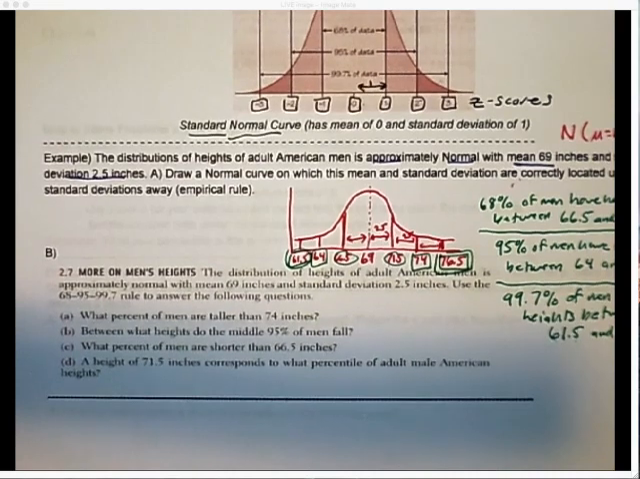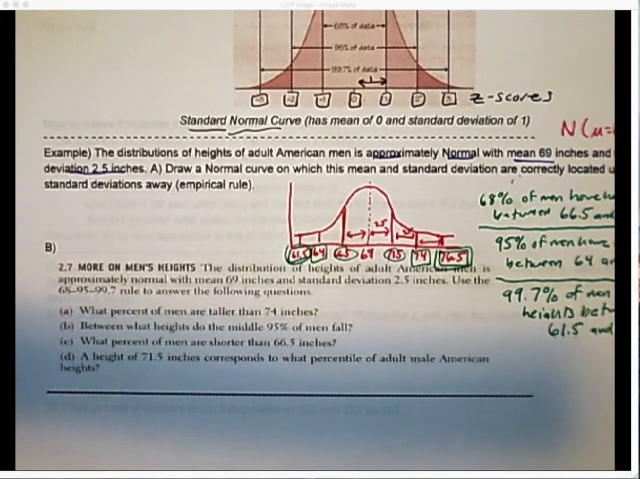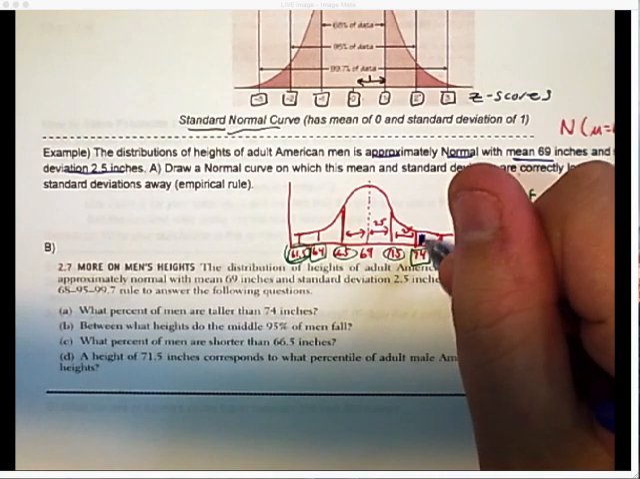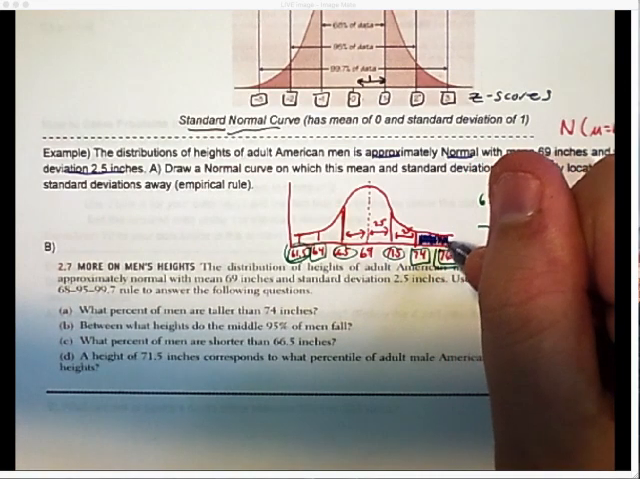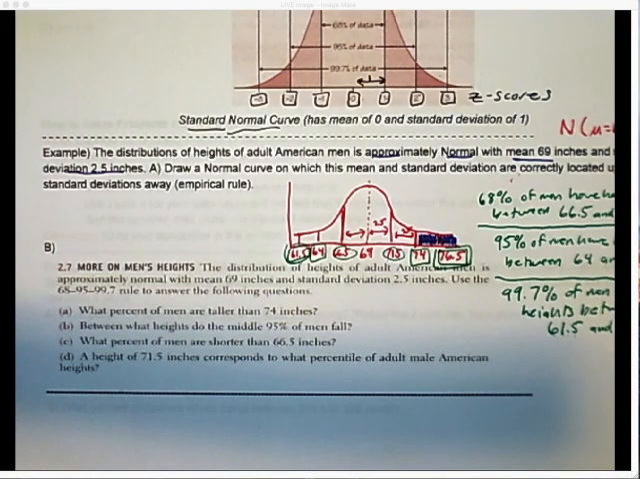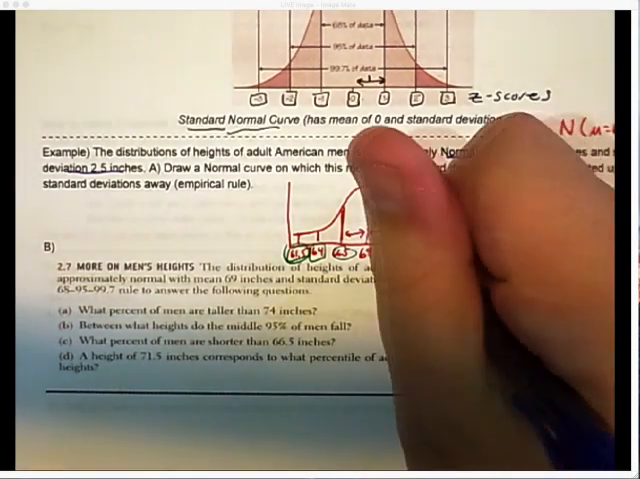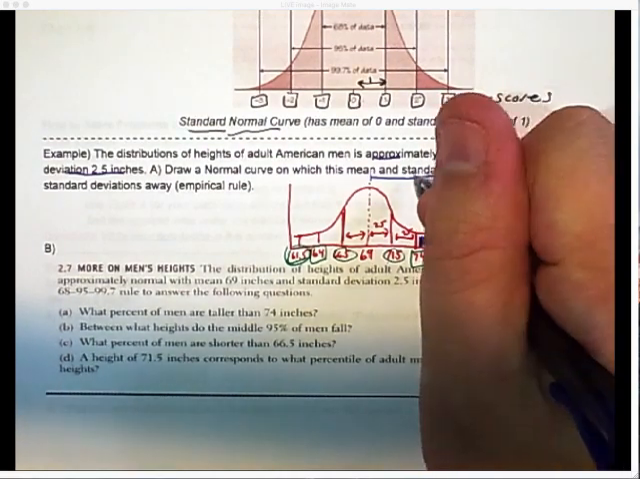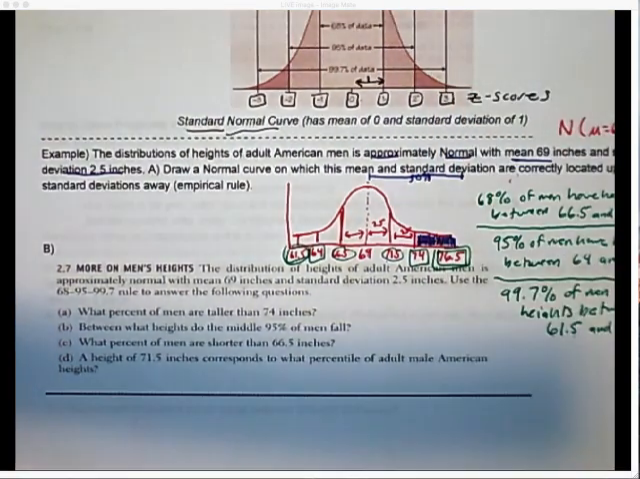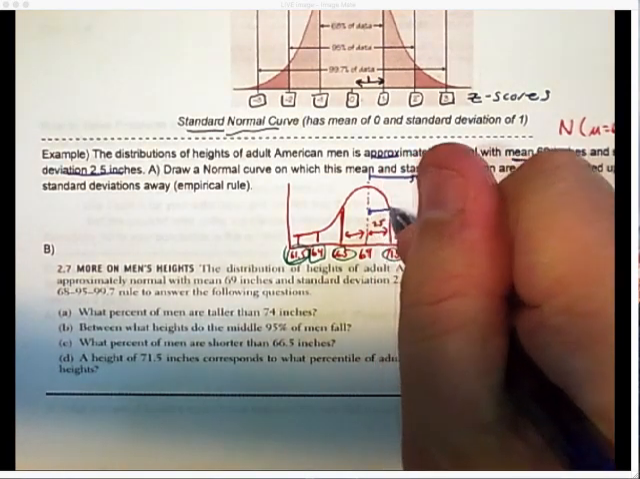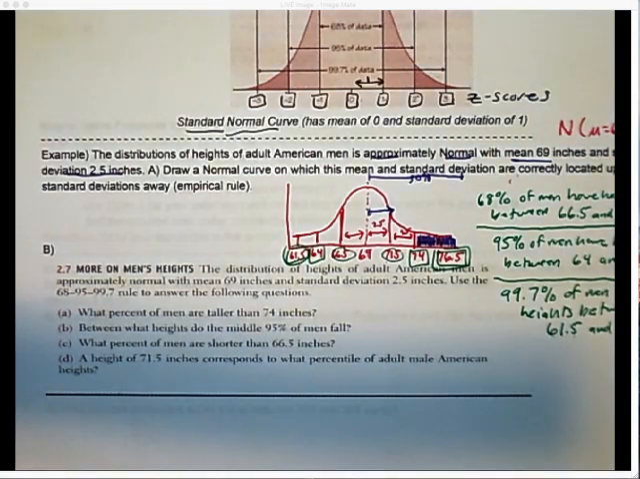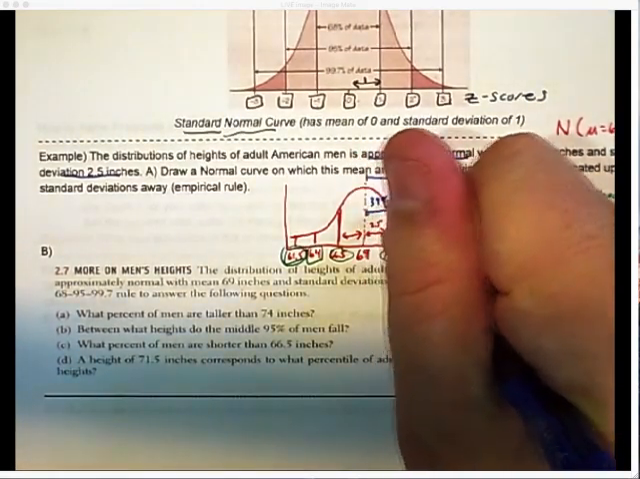Okay, all right. So let's read the question. It says, what percent of men are taller than 74 inches? What they want to know is the area to the right of there, if it's taller than 74. Well, since this curve is symmetric, this part is 50%, and we already talked about, in here, we said that there's 34% of the data.